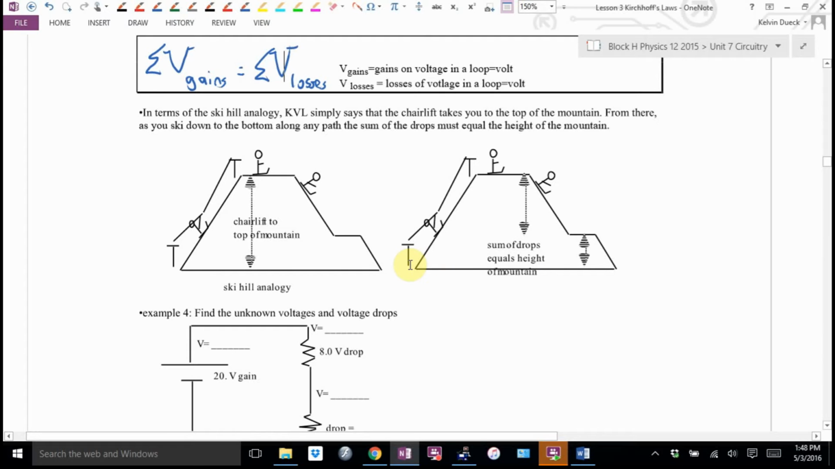In other words, if the chairlift lifts you 100 meters and you ski down 80 meters, I guarantee there's no way you're at the bottom of the chairlift. It's impossible. Okay? Or if you start out 40 meters high on the mountain and you go up a chairlift and you ski and you end up back where you started from, you have to be 40 meters high again. Voltage is height.